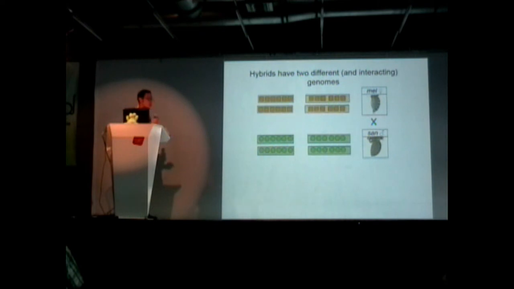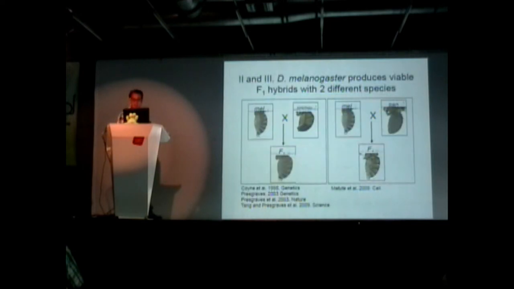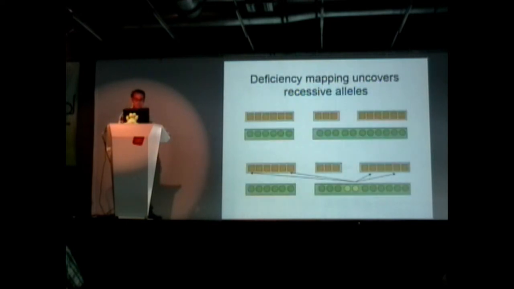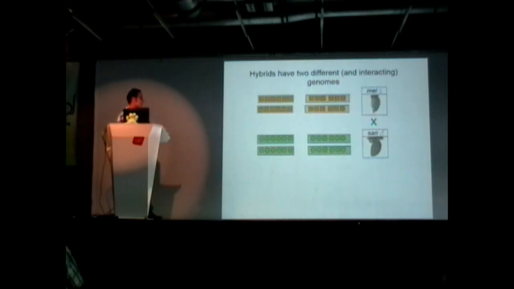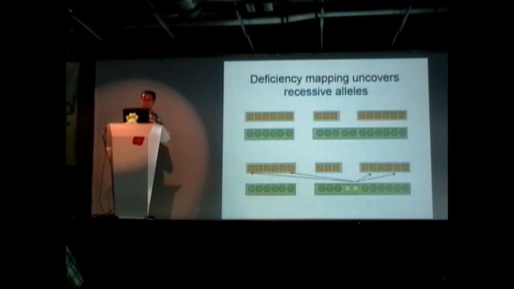The thing is that when you have hybrids, the hybrids have two different interacting genomes. And when they have interacting genomes, there are going to be a lot of exciting interactions going on in the hybrids. For example, if you cross melanogaster with santomea, you're going to have a copy of melanogaster and a copy of santomea together in the same genome, interacting with all the benefits and problems that come with that.